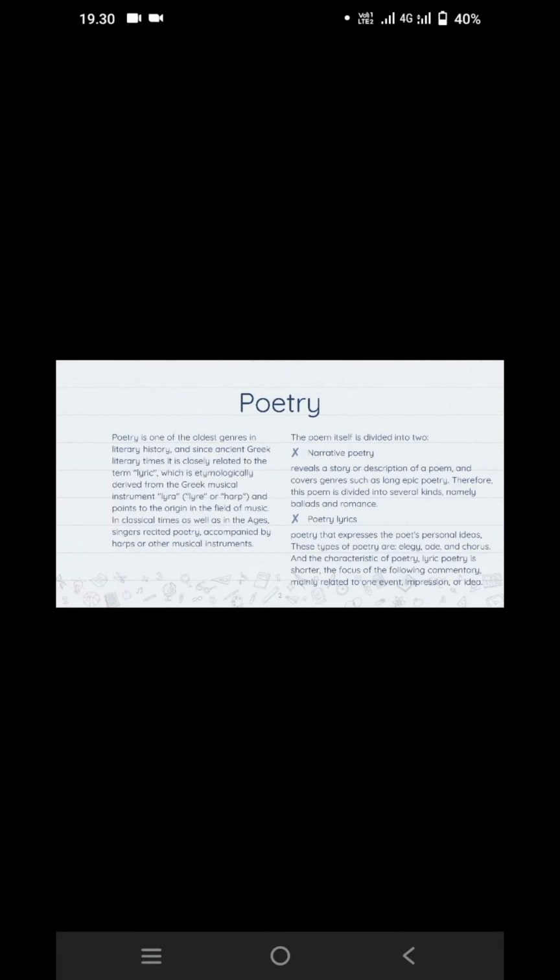Poetry is one of the oldest genres in literary history, and since its origin in Greek literary time, it is closely related to the term lyric, which is etymologically derived from the Greek musical instrument lyra or harp, and points to the origin in the field of music in classical time, as well as in the singers who recited poetry accompanied by harps or other musical instruments.